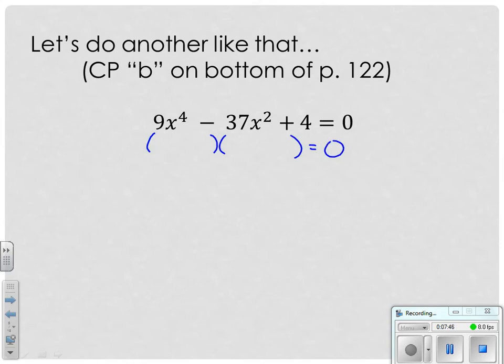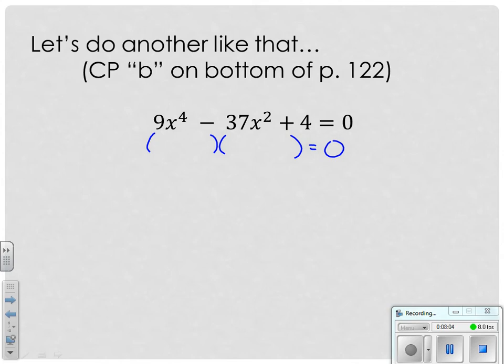Now you're going to have to play around with this because the 9 as the lead coefficient has a couple of options. You can either break it into a 1 times 9, or you could break it into a 3 times 3. You're going to have to play around with that a little bit. Likewise, the 4 at the back, you have options there too. 1 and 4, 2 and 2.